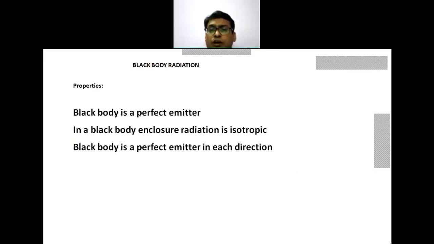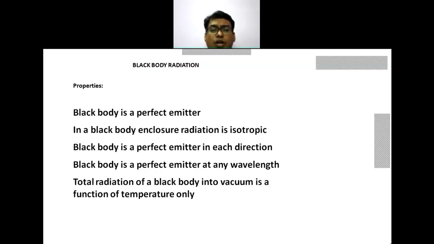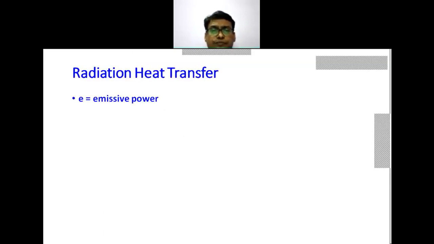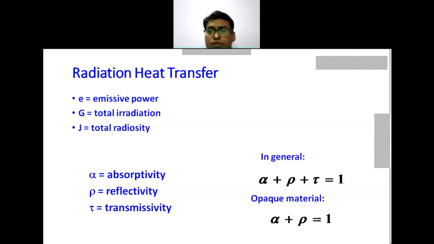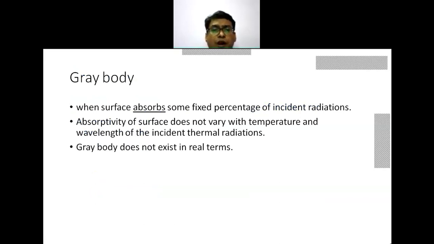Black body is a perfect emitter. In a black body enclosure, radiation is isotropic. Black body is a perfect emitter in each direction. Black body is a perfect emitter at any wavelength, and the total radiation of a black body into vacuum is a function of temperature only. So if the material is opaque, then alpha plus rho equals 1, where alpha is your absorptivity and rho is your reflectivity. Transmittivity is not there for opaque objects.